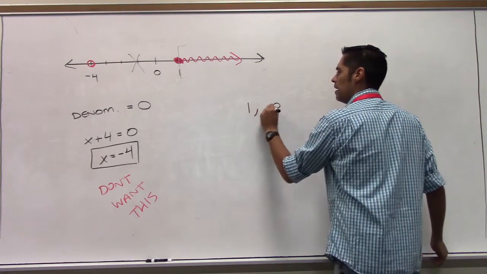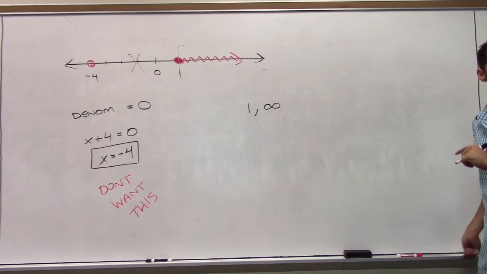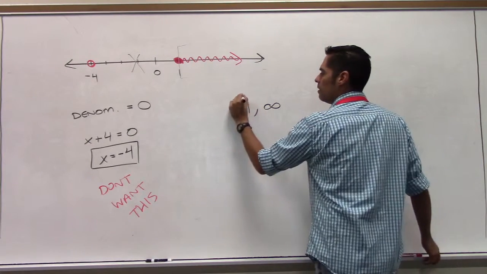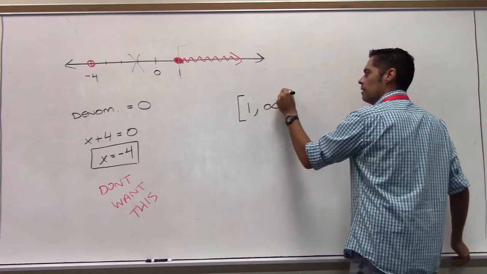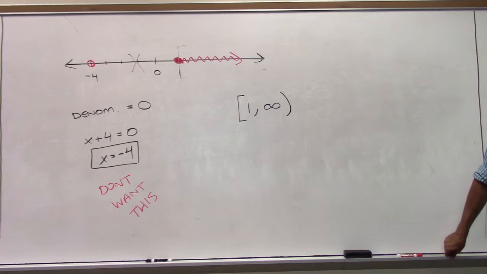1 and then infinity, right? But we need a little more. Bracket on the 1. Then a squiggly thing on the other. Parenthesis on infinity. You always put a parenthesis on infinity. Always, always, always.